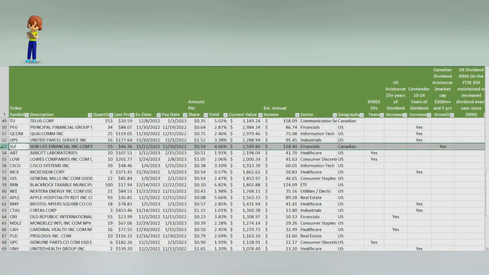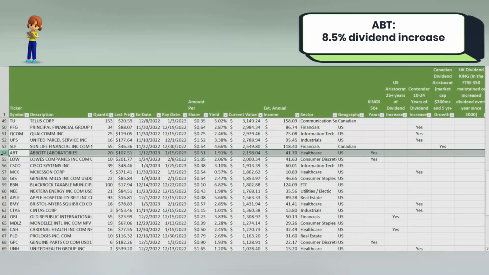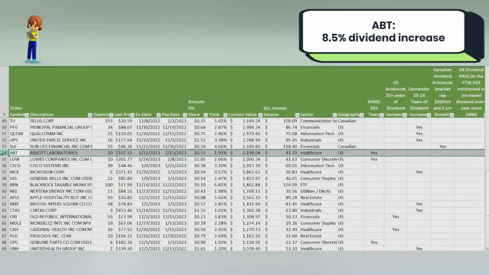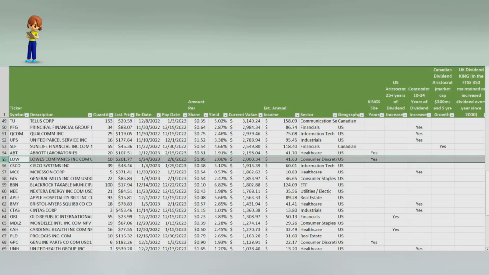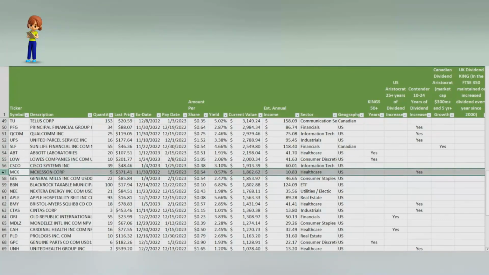A brand new position for me, Sun Life Financial, an insurance company from Canada. Abbott Labs, another huge healthcare company, which also gave me another early Christmas gift of 8.5% dividend increase. Thanks, Abbott. I've got about $2,000 in Lowe's and another $2,000 in Cisco Systems. McKesson has been a monster growth engine and one that I'd like to continue to add to. Very happy with that pickup.